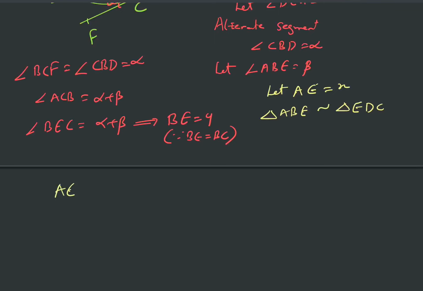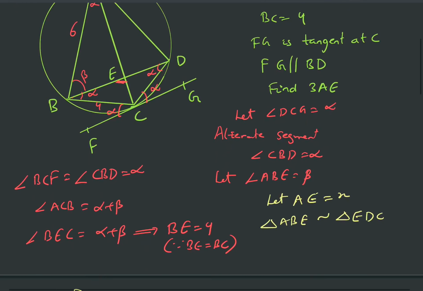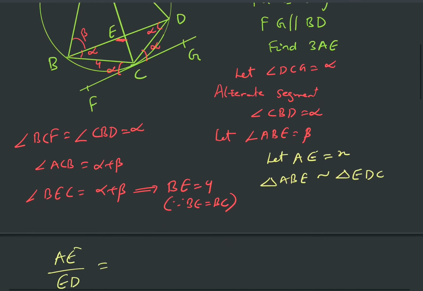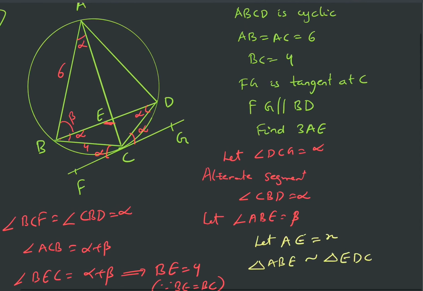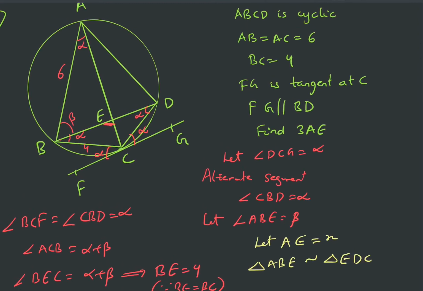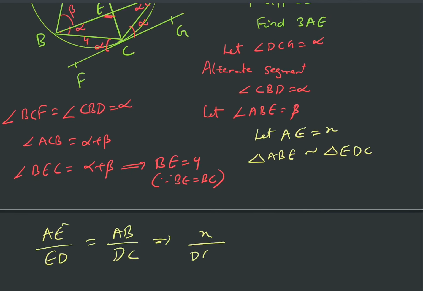So AE over ED is equal to AB over DC, right? From these two triangles I have written that AE, which is opposite to beta, and opposite to beta here is DE, is equal to AB over DC. Fine. So AE is x, ED that we don't know, AB is 6, and DC.